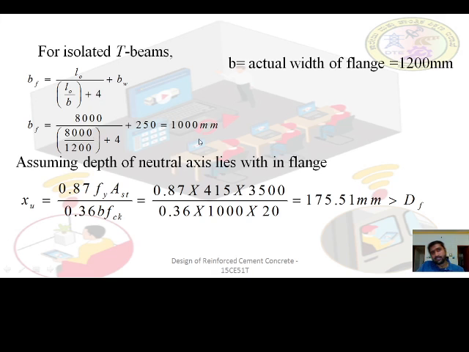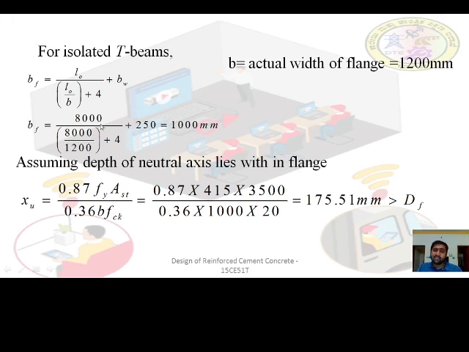So if it is a continuous beam, L0 will be 0.7 times the L. So substitute the values. For B actual width, we have to substitute 1200 plus 4. Solve the denominator, divide this one. So we will get BF, the effective width, as 1000 millimeter. So note down, the actual width was the given one, and we have calculated the effective width.